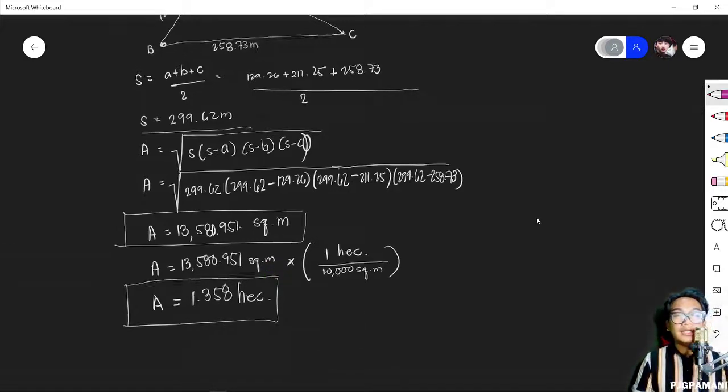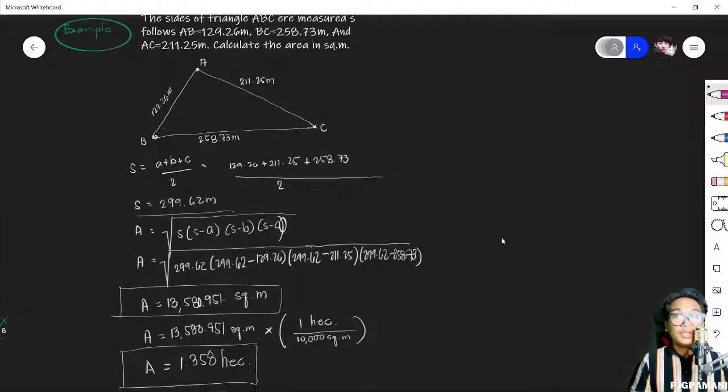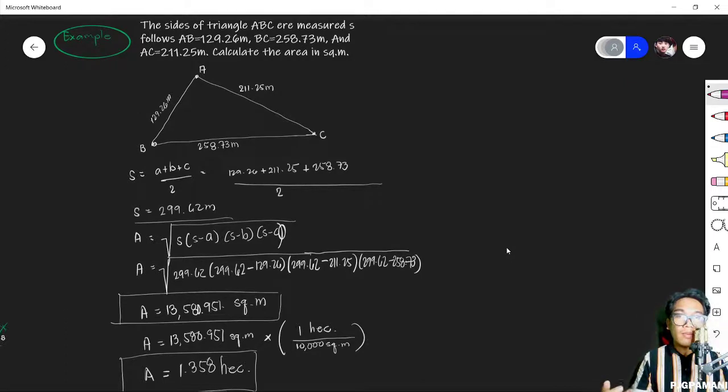So that is the area computation using the triangulation method. But how about applying this area computation method to surveyed data? That will be our next example for part 3 of Module 4 Unit 2.